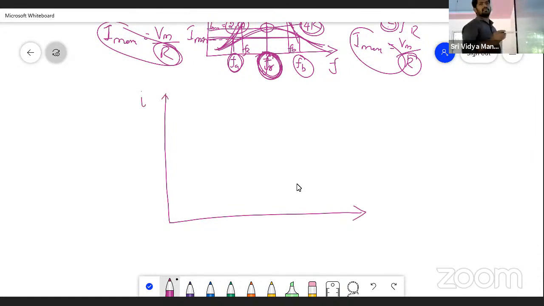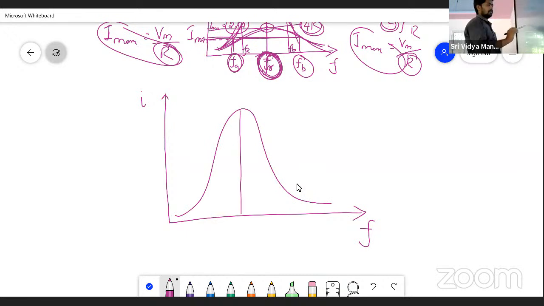This I value, this F value. The frequency curve is reached. This is the resonance frequency, Fr. What is the frequency? F is equal to 1 divided by 2 pi square root of LC.